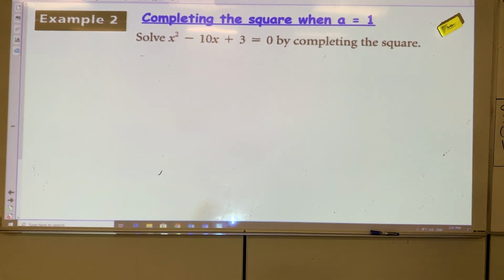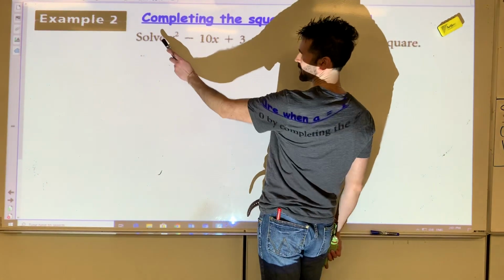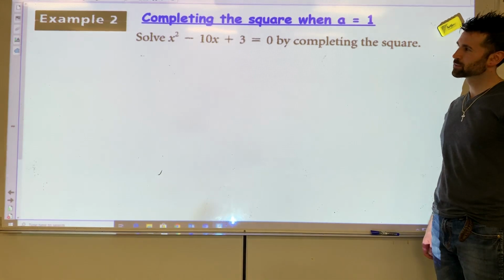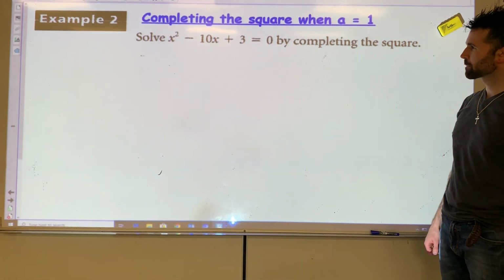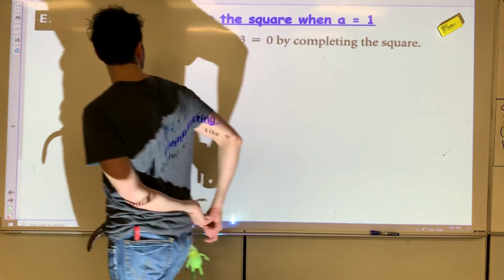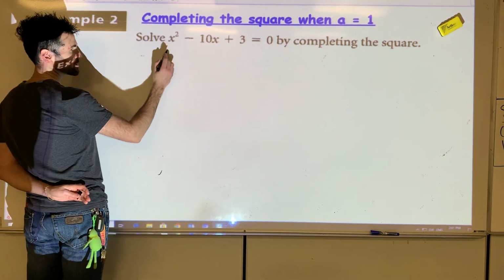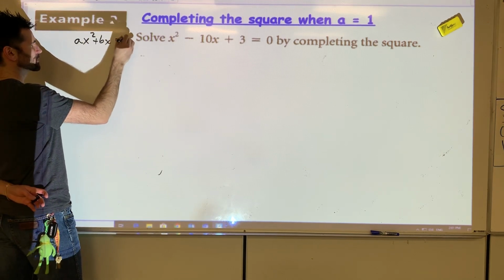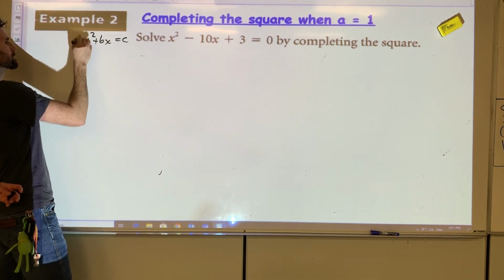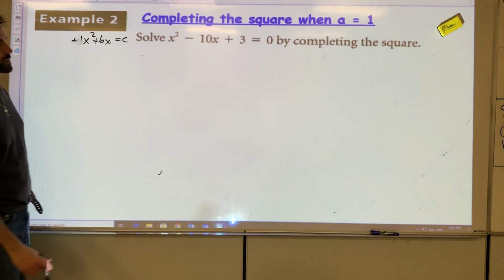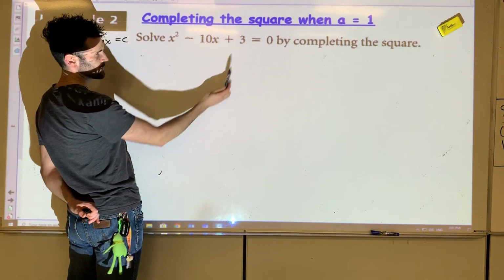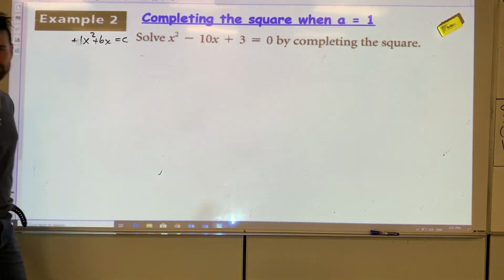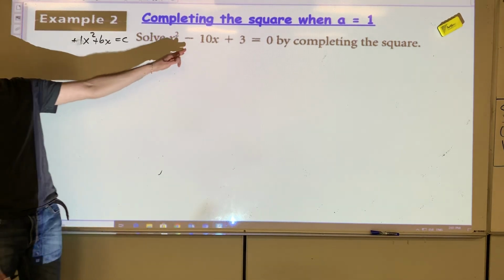Let's do this. So completing the square when a is equal to 1. So this is a question where the x squared term is already plus 1, the coefficient. So that's the a term. So we'll just do another one. Your first step is you need to set it up so that it looks like this: ax squared plus bx equals c. It needs to be set up like that. So your constant term needs to go to the other side. This is the thing that's making it unfactorable, right? Like, what are two numbers that multiply to 3 and add to negative 10? That's how you know you need to complete the square, right?